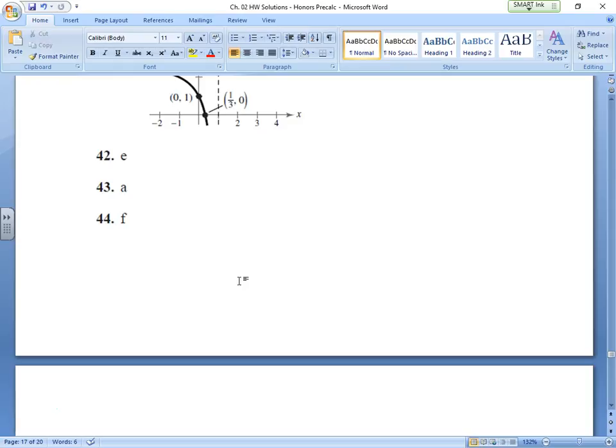Hold on. So 42, wait, give me a second. 42 does go with A. Oh, not E. Scratch that. 42 goes with A. 43 goes with C. And 44 goes with B. A, C, B. Right? There you go. Let's make them bold just so that they stick out.